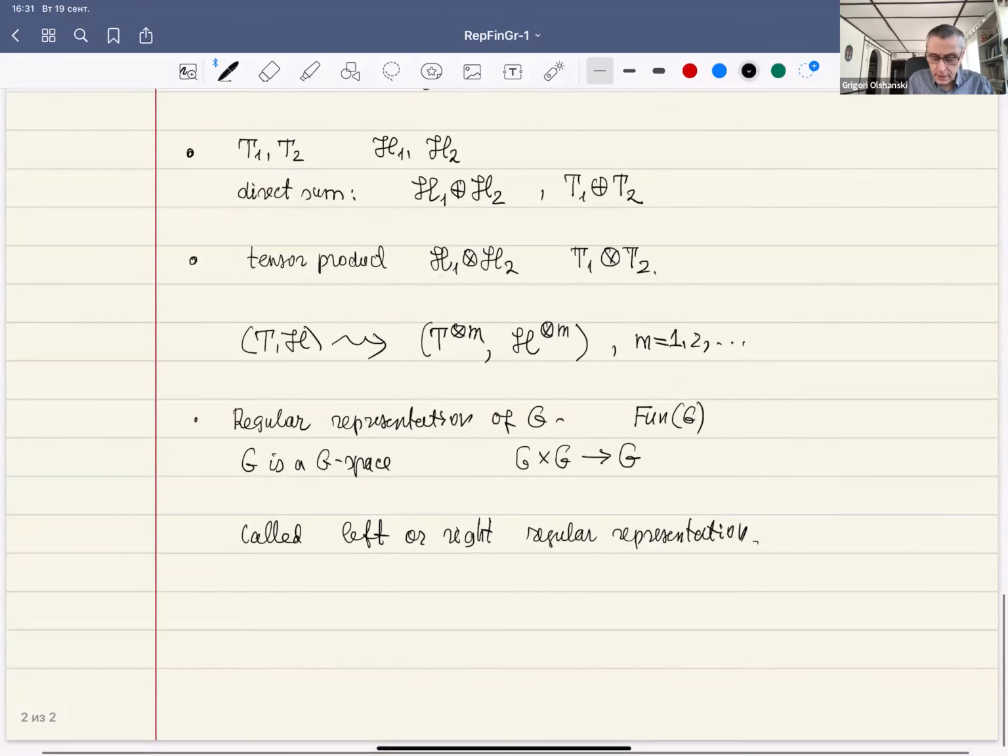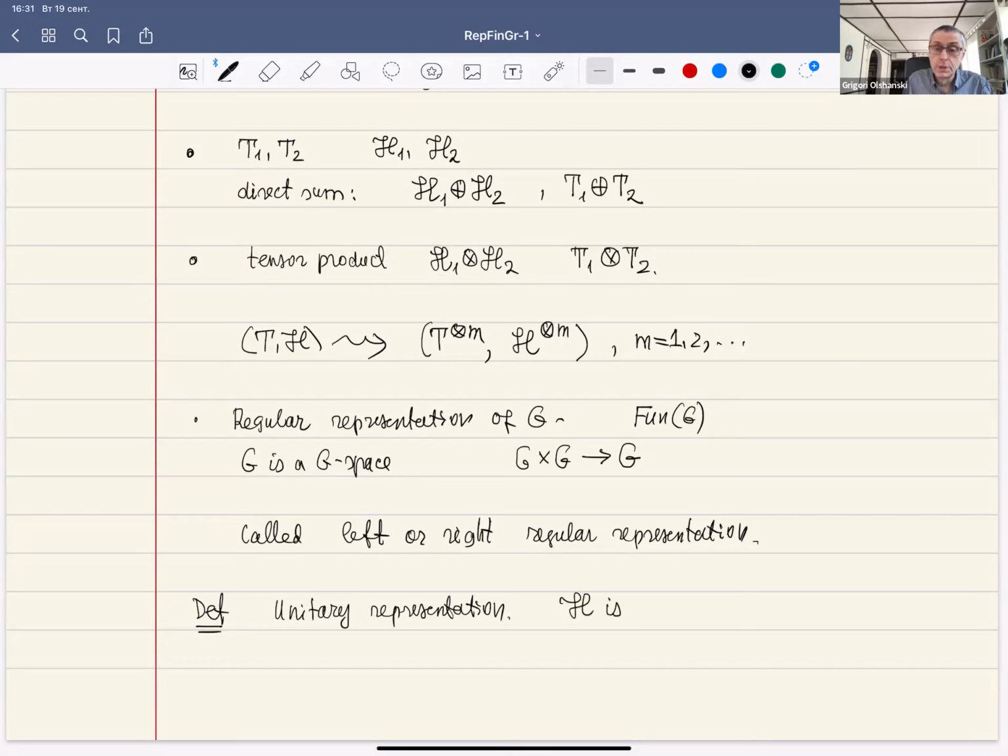The next definition I need is that of a unitary representation. I assume that H, our space, is a finite dimensional Hilbert space, which simply means that H has a scalar product.